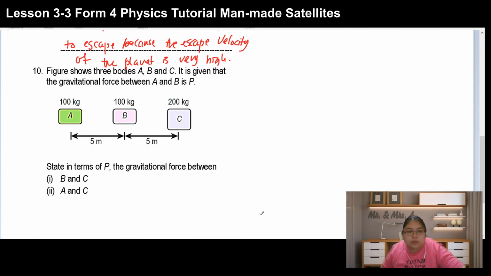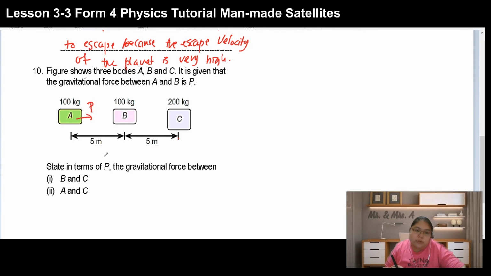Okay, now we go to question 10. They give 3 bodies A, B, C, given that the gravitational force between A and B is P. So from here they want you to find the gravitational force for BC and AC, but you state it in terms of P. For AC, there's a P. BC, can you see BC? This one becomes 200 already, and that means the gravitational force is affected because the mass increases.